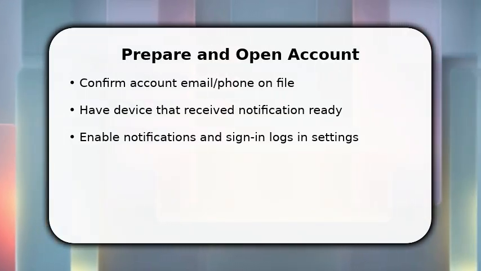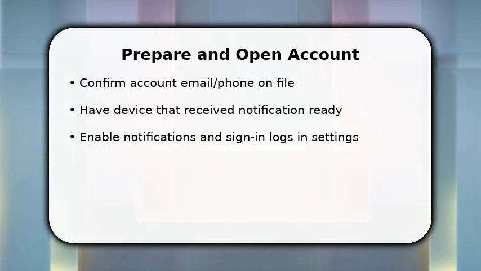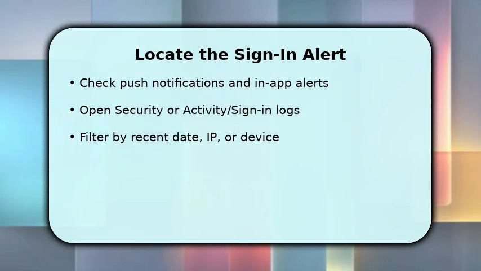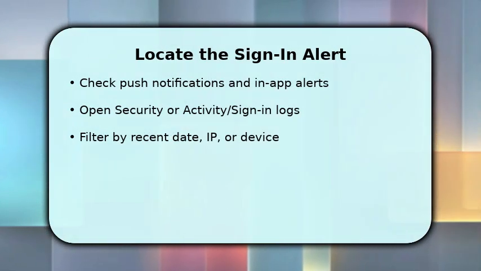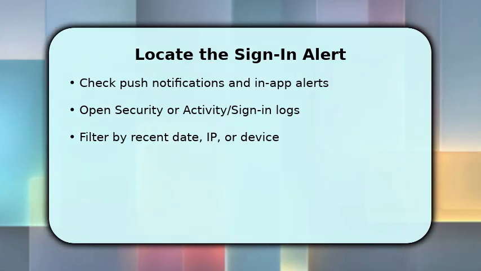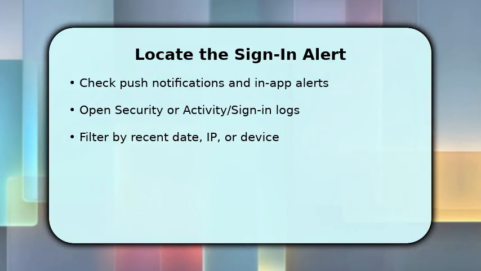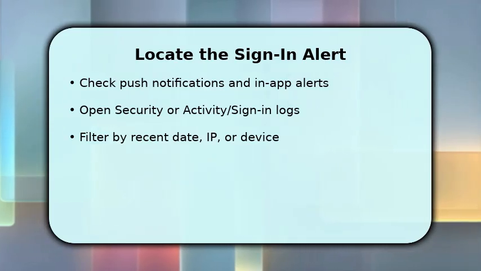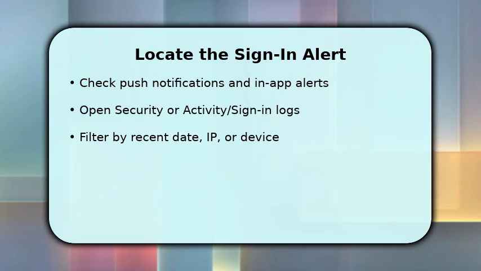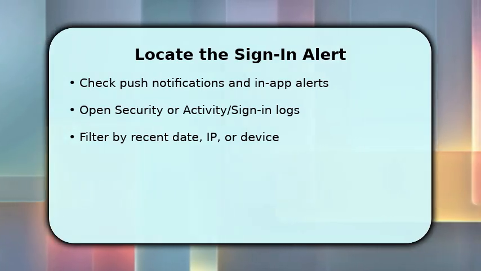You now look inside Notifications and the app's security area. Tap the bell or open Settings, Security, Activity or Sign-in Logs. Once inside, sort or filter entries by recent date and by device or IP address so you isolate the event quickly. If the app records location, use that to confirm legitimacy.